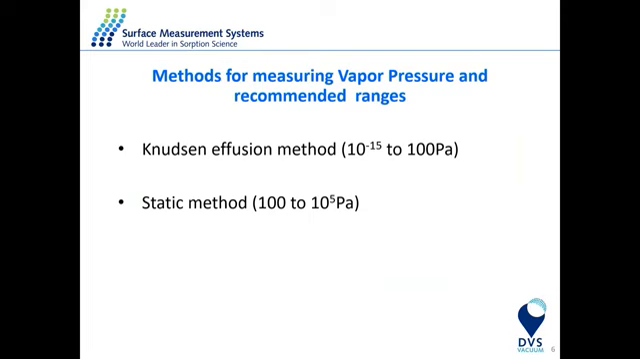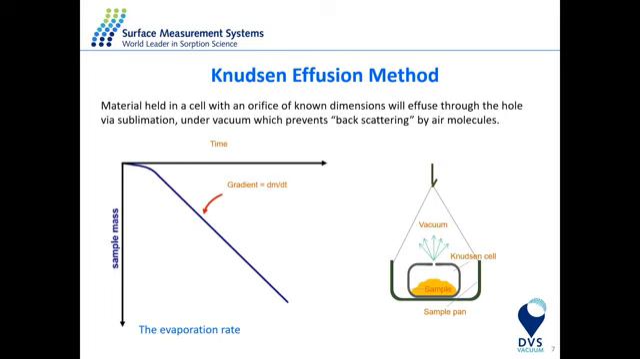Now, in this talk, I'm going to focus mainly on the effusion method, which is applicable in the range 10⁻¹⁵ Pascal up to 100 Pascal, and the static method, which is a direct measurement of the vapor pressure, which can be applied in the vapor pressure range from 100 to 100,000 Pascal. The reason we have to use these two methods to cover the whole vapor pressure range is that if the effusion rate or the evaporation rate is very high, then you won't be able to use the Knudsen effusion method because your sample is going to evaporate completely and fast before you're actually able to measure. So let's start with the Knudsen effusion method.